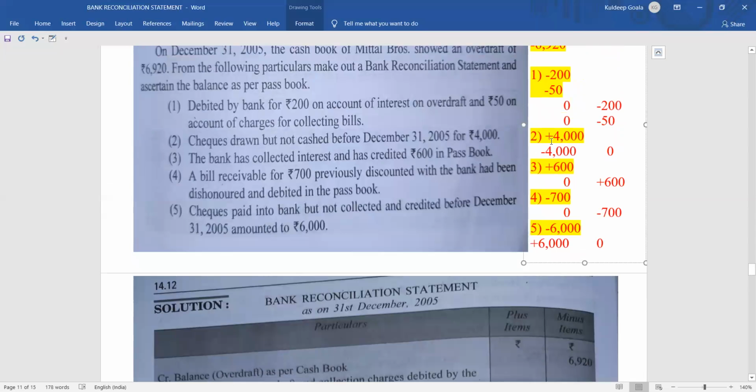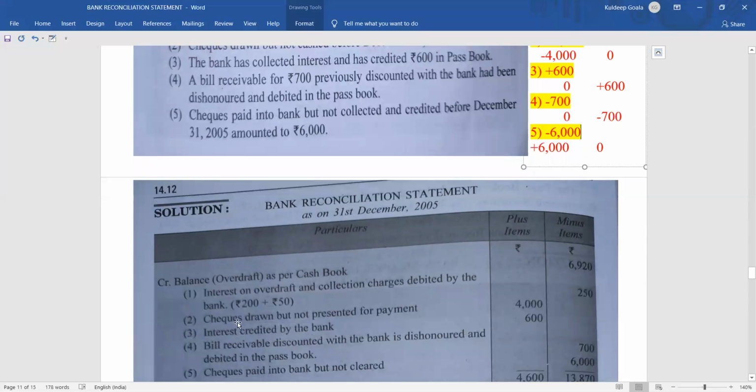Then point number 2, it is plus 4,000. So what to write? Let's see. Cheque drawn but not cashed. Same way you can write down 4,000. So, cheque drawn but not presented for payment or not cashed, 4,000 in the plus item.